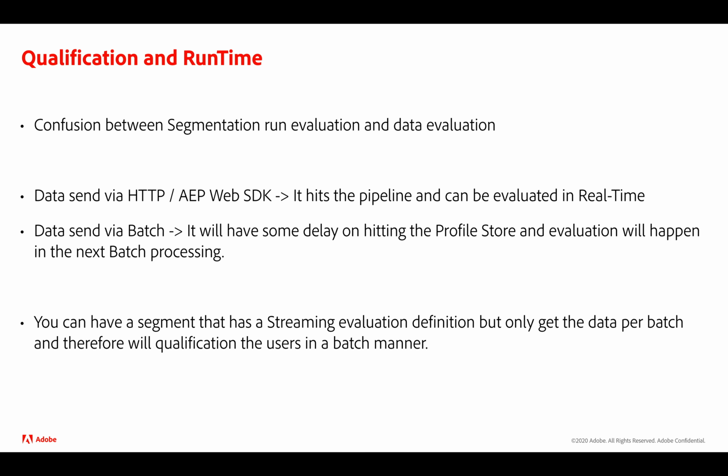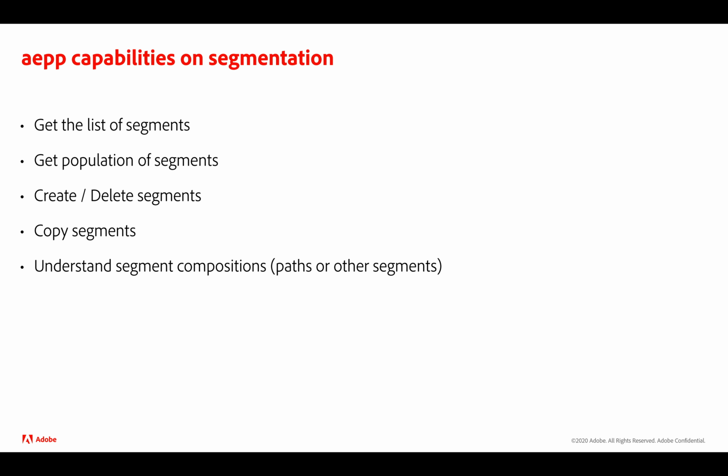I wanted to do this things. The aepp capability on segmentation is getting the list of segments, getting the population of a segment, creating or deleting a segment, and copying a segment also. If you want to copy that, it's fairly easy. And understand segment composition path and other segments. You can create segments of segments, and it can be helpful to understand how all of these things are being done. And I think aepp can really help you for that.